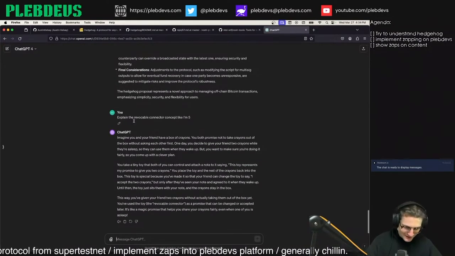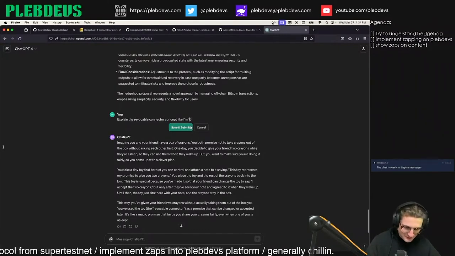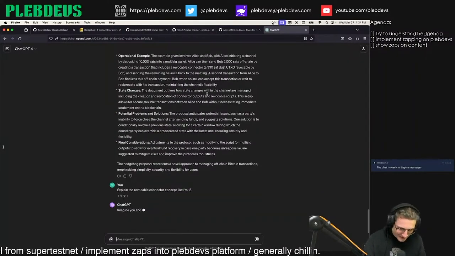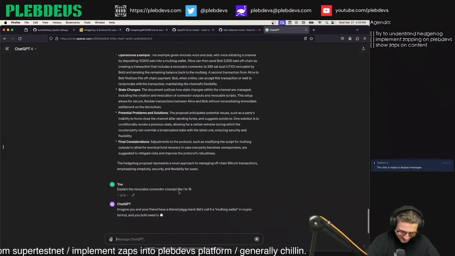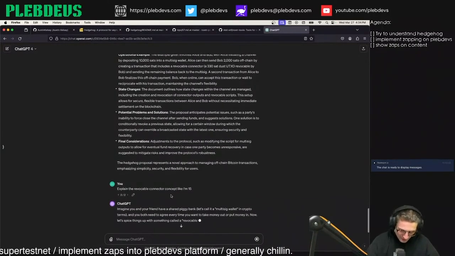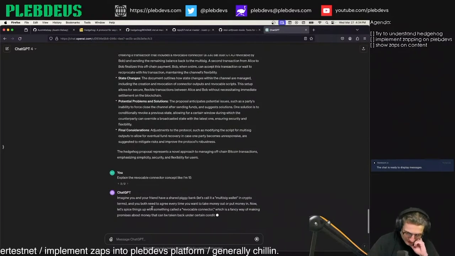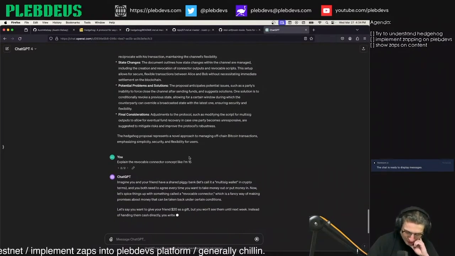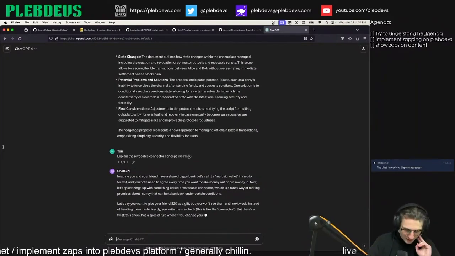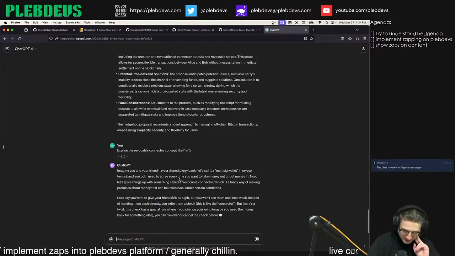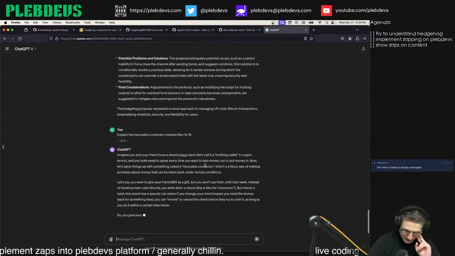Oh man, not like I'm 5, okay, like I'm 15. Piggy bank, okay. So we have a piggy bank. We both need to agree every time you want to take money out or put money in. Now let's spice it up with a revocable connector.